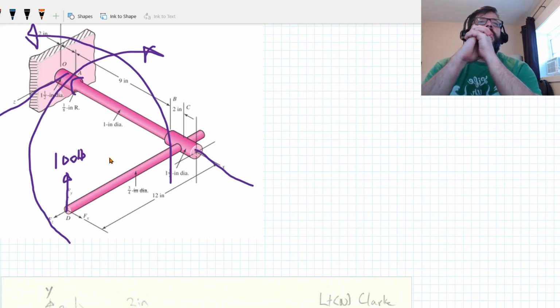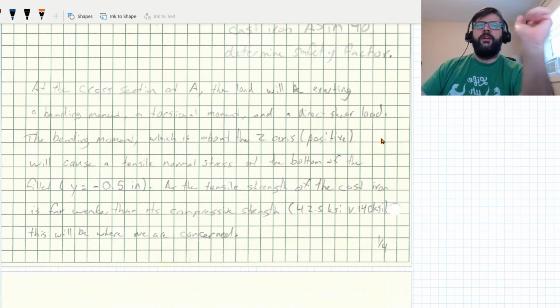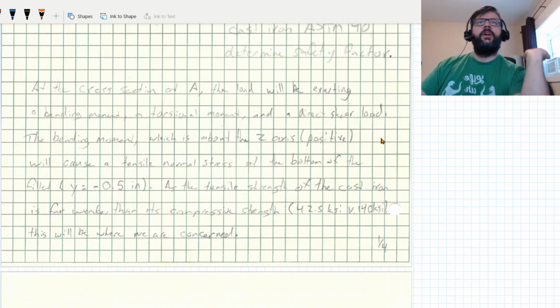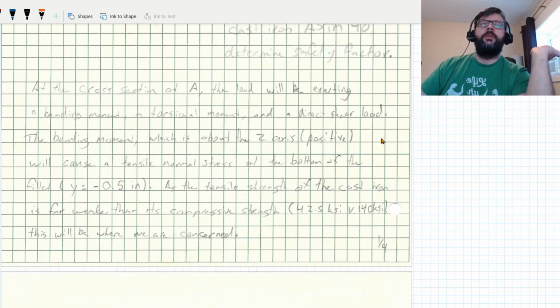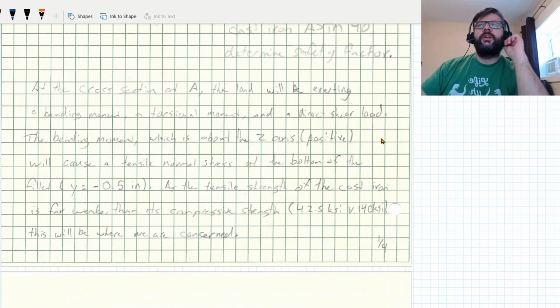So the bending moment, again, about the z-axis there, is going to be causing a tensile normal stress at the bottom of the fillet. Because again, it's pushing upwards on the end of the bar. So basically, at the fillet there, the top's going to be getting compressed, the bottom's going to be under tension.